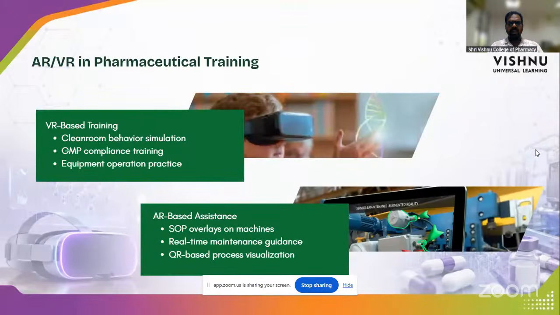Coming to the applications of VR in pharmaceutical training in industries, or in setups where we require training for freshers, we use VR-based training for clean room behavior simulations. We can also train freshers on GMP compliance, and practice on operational equipment can be done using this VR-based training. Coming to AR-based assistance in the pharmaceutical industry, we can use SOP overlays on machines or real-time maintenance guidance. QR-based systems can also be created using this AR-based assistance.